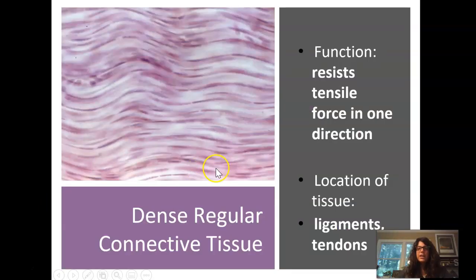Next is dense regular connective tissue. You can see the waves; it looks wavy and very dense. Its job is to resist force in one direction, so it helps with force absorption, and it is found in your ligaments and tendons. You can draw that in there.